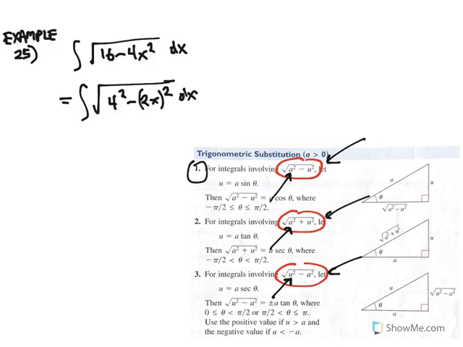If you have the radicand as the square of a constant plus the square of a function of x, you would use the second trigonometric substitution. If you have the radicand as the square of a function of x minus the square of a constant, you would use the third trigonometric substitution. For number 25, we will use the first trigonometric substitution because our radicand is the square of a constant, the square of 4, minus the square of a function of x, the square of 2x.